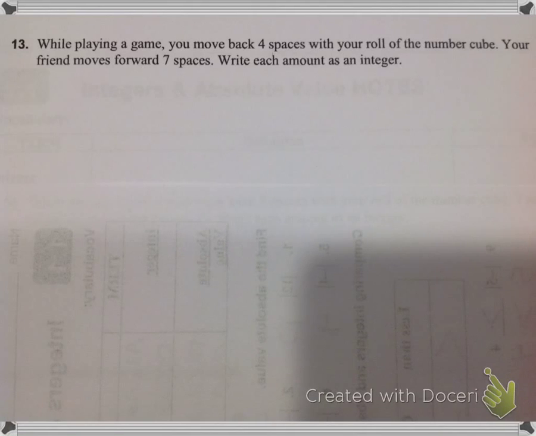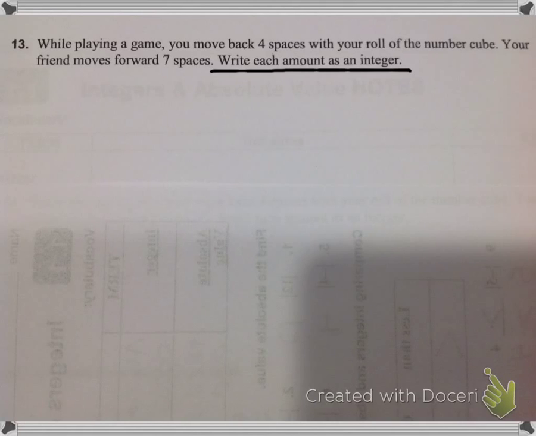The next question reads, while playing a game, you move back 4 spaces with your roll of the number cube. Your friend moves forward 7 spaces. Write each amount as an integer. This is what the question's asking you. It's asking you to write each amount as an integer. That's it. There's no addition or subtraction involved here. You're just writing it as an integer.